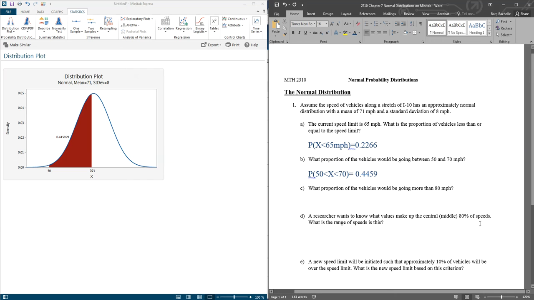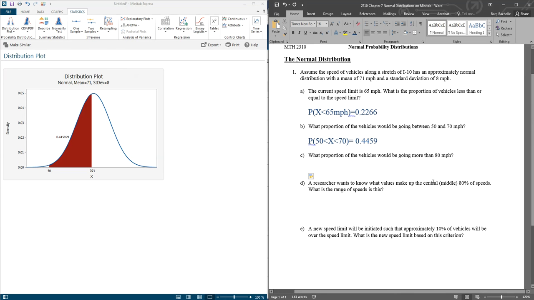So let's see, what proportion of vehicles will be going more than 80 miles per hour, aka the people that are going to pass you like you're standing still. Let's see, more than 80. I stopped writing miles per hour. I don't know if that's a big deal or not, depending on who you are. Oops, minus sign. Okay, typing is not my strong suit today.